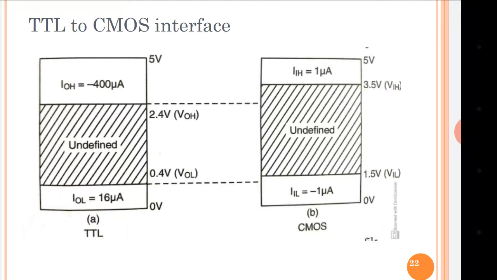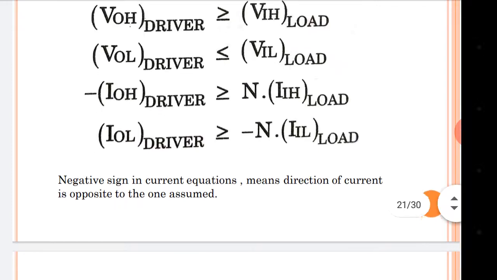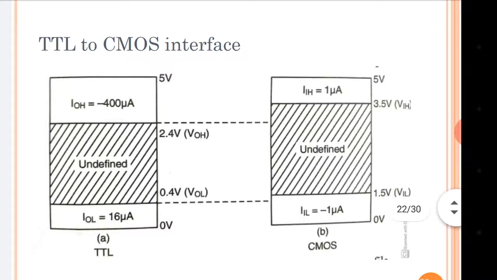Now observe the second equation, that is VOL of the driver, the low level voltage of the driver, should be less than VIL of the load. Let us check. VOL of the driver, that is 0.4 volt, should be less than VIL.